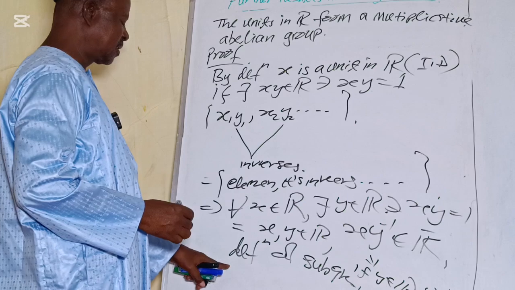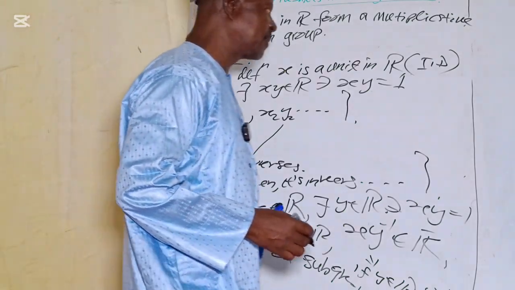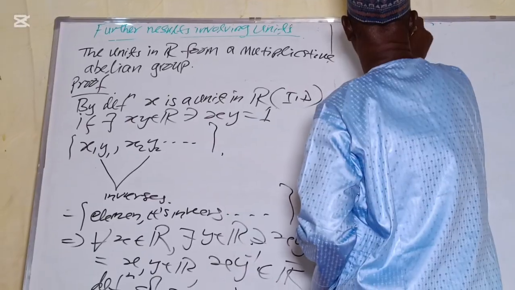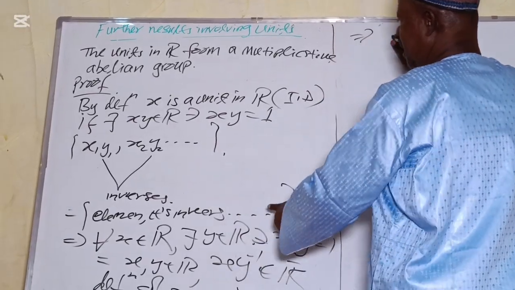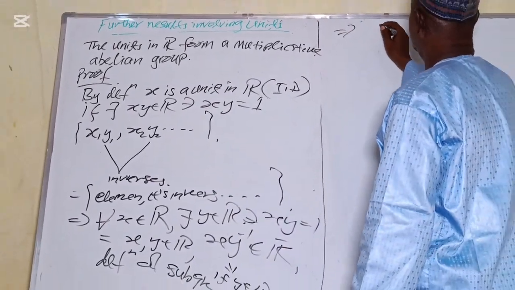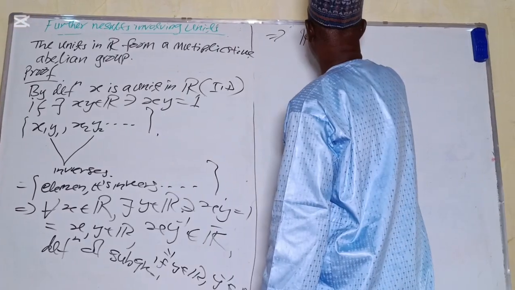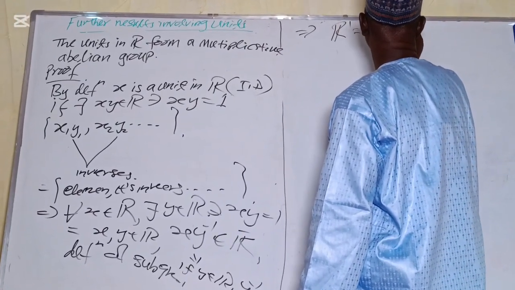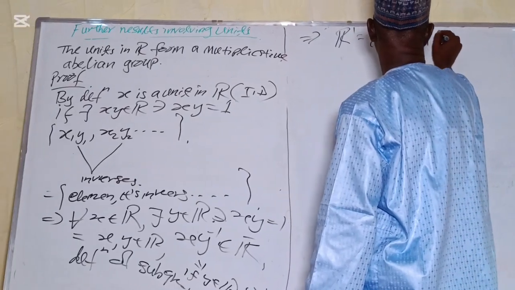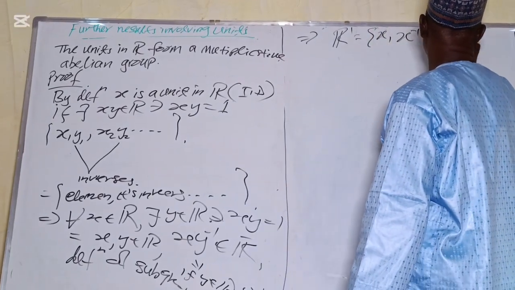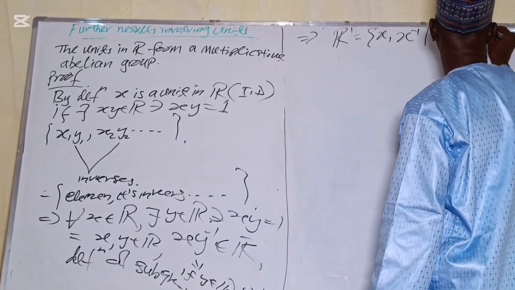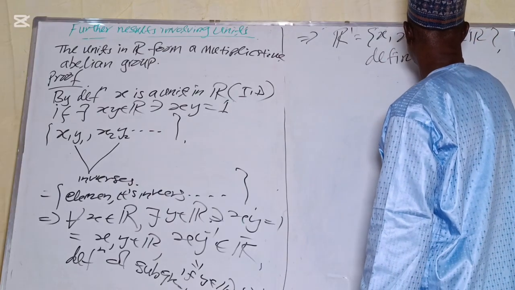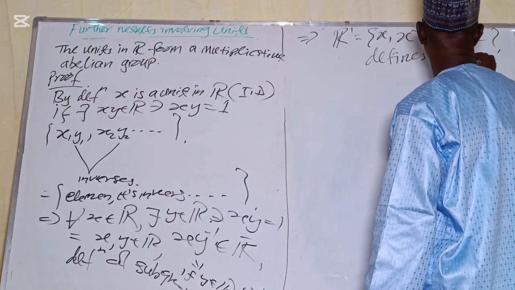And since this defines a subgroup, this implies that if I now call this collection R dash, the collection of all x and their inverses where x is in R, it actually defines a subgroup.